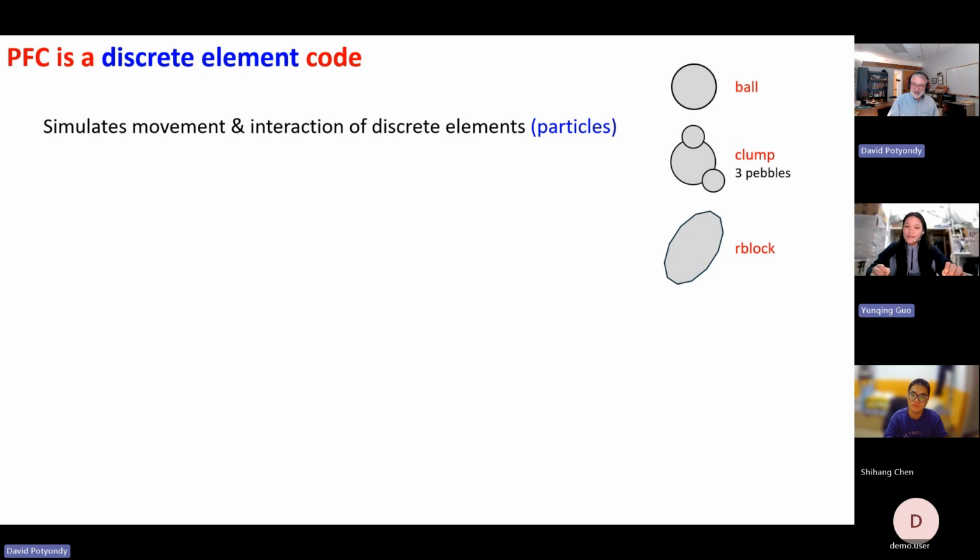So this is a 2D version of a polyhedra, right? But it's a 3D thing. And in the world of PFC, we call it a rigid block. Rigid block, we call it an R block. So this is it.